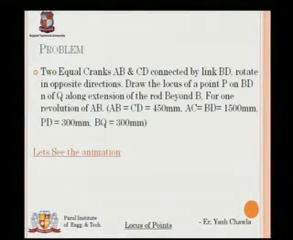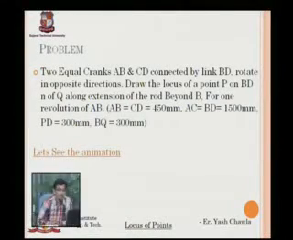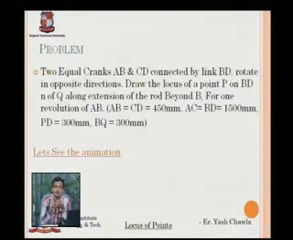Let's read further. Draw the locus of a point P on BD and of Q along extension of the rod BD for one revolution of AB. Now P is on BD and Q is on the extension of the rod. We will see in the question how we are going to plot this. P is on the link BD. It is the same old procedure that we did in the last two questions. This point Q is along the extension of BD beyond B.